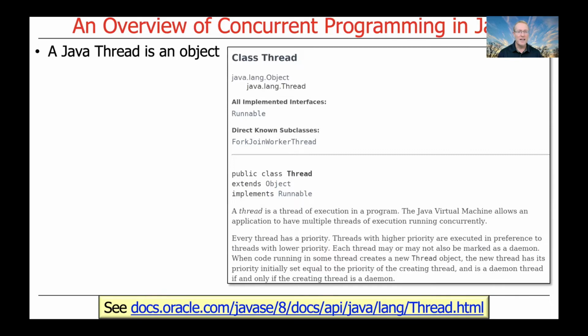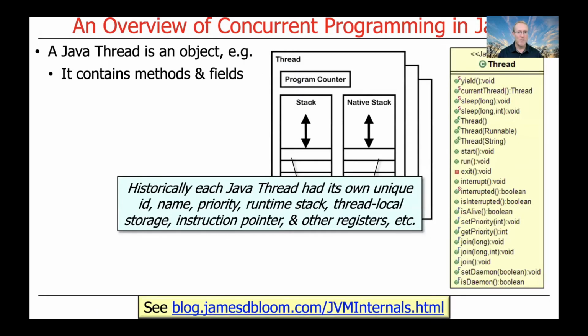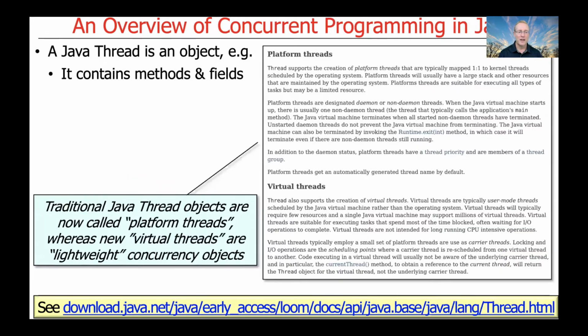A Java thread is an object. And of course, what that means is it contains methods and fields. Historically, each Java thread has its own unique ID, its own unique name, priority, runtime stack, thread local storage, instruction pointer, and other registers that are used to implement it, both at the Java execution environment level as well as down in the operating system kernel.